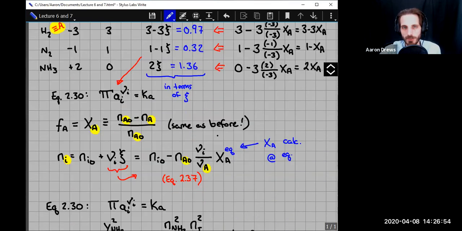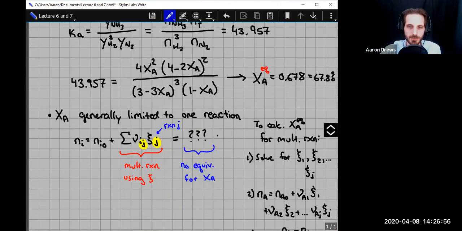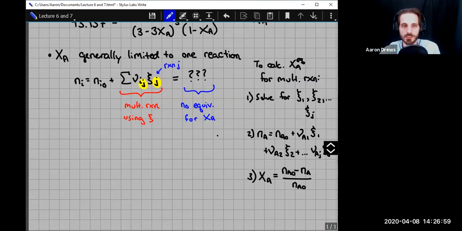And so it's kind of a workaround, right? If you have more than one reaction, generally conversion is not a helpful tool in terms of the solution procedure. It's something that we calculate when we're all done. If you happen to have one reaction, then you can solve for it directly. It's sort of up to you. Both approaches will give exactly the same result.